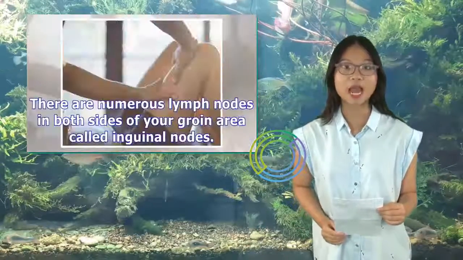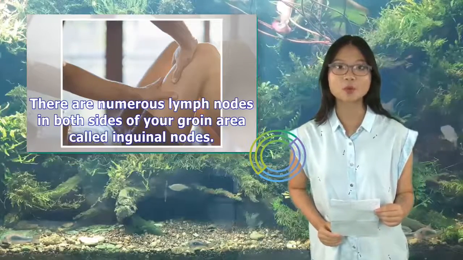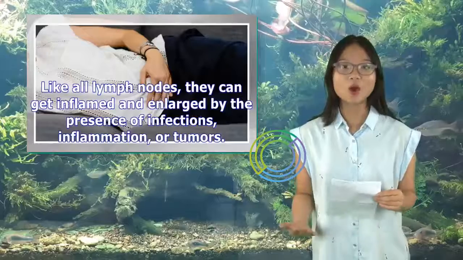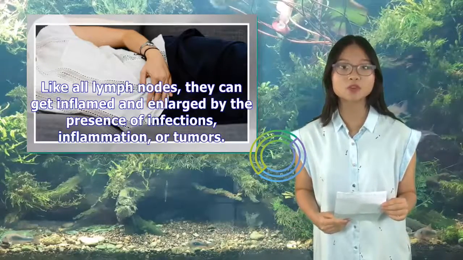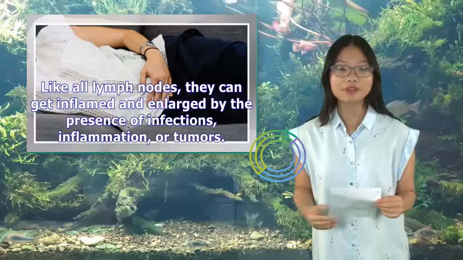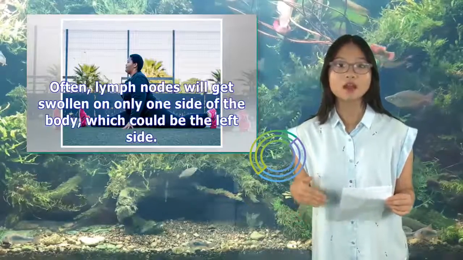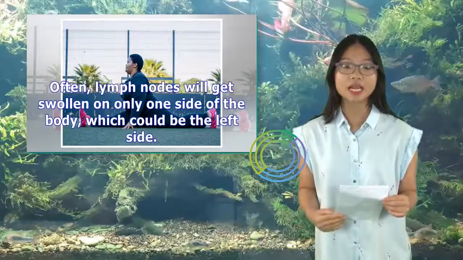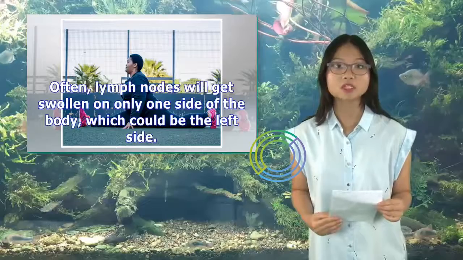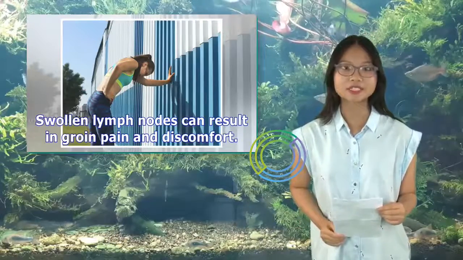There are numerous lymph nodes in both sides of your groin area called inguinal nodes. Like all lymph nodes, they can get inflamed and enlarged by the presence of infections, inflammation, or tumors. Often, lymph nodes will get swollen on only one side of the body, which could be the left side. Swollen lymph nodes can result in groin pain and discomfort.